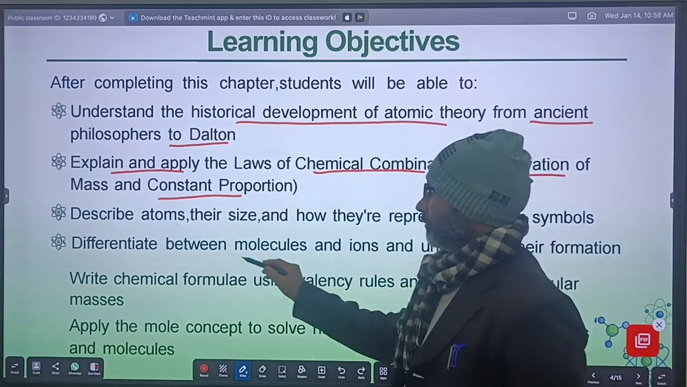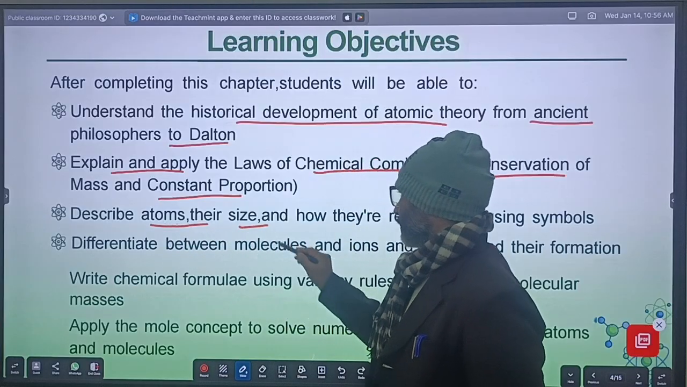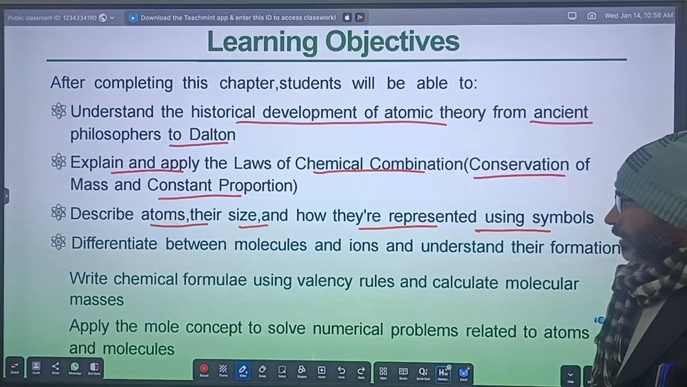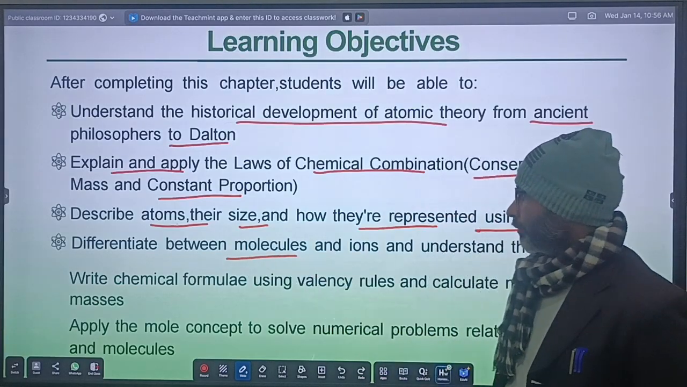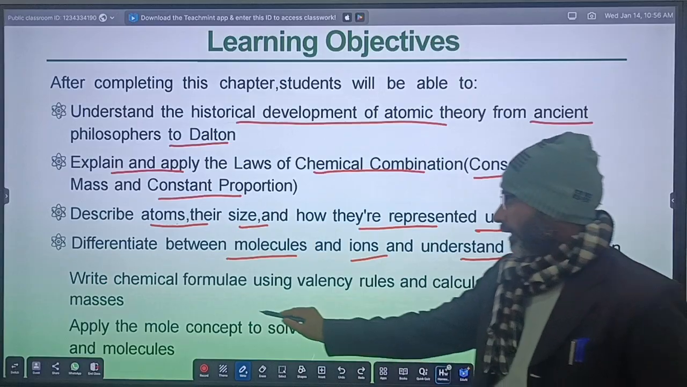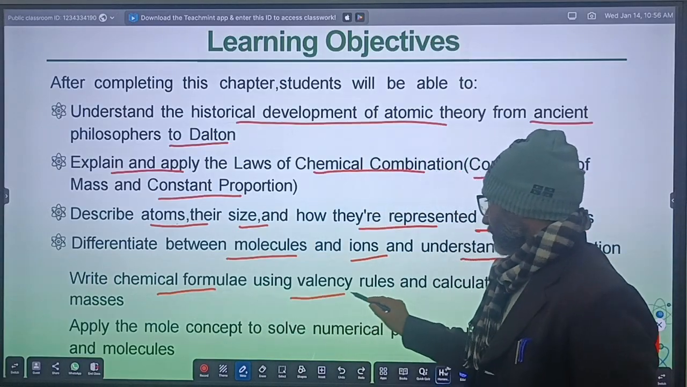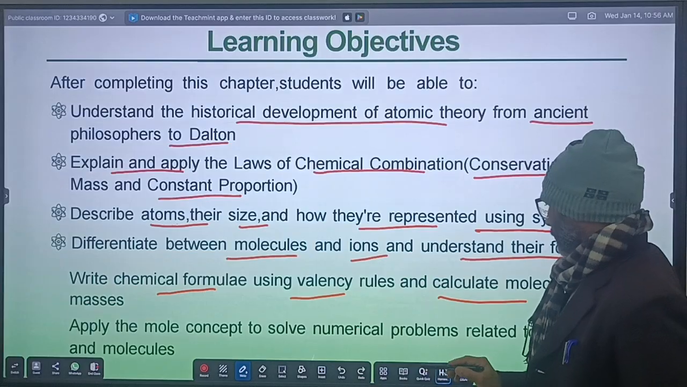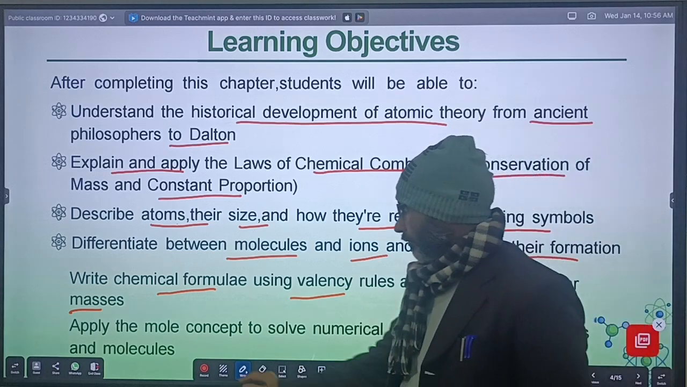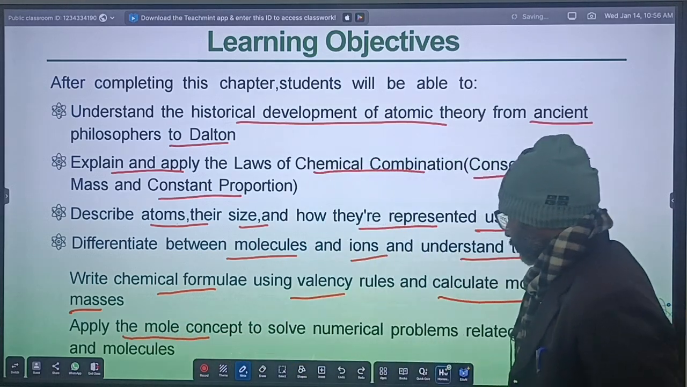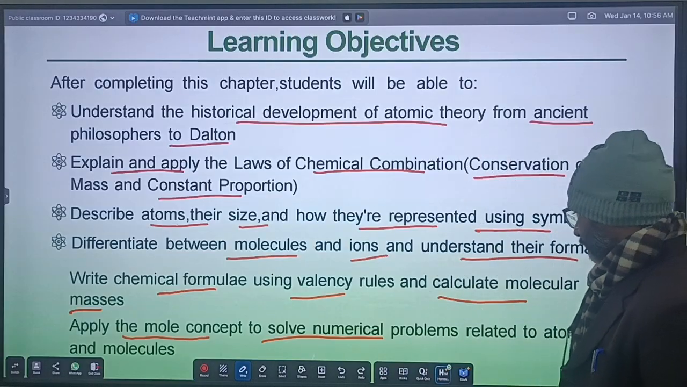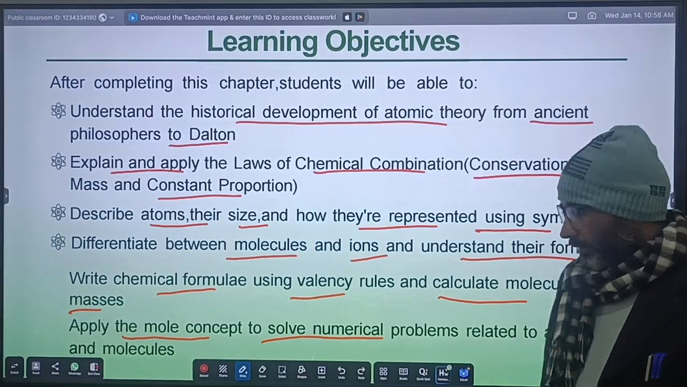We will be able to describe the properties of atoms, like their size and how they are represented. Representation of atoms means using their symbols. We can differentiate between molecules and ions, understand their formulas, and write chemical formulas using the valency rule and calculate molecular masses. We can apply the mole concept to solve numericals. These are our learning objectives. Why are we learning this chapter?